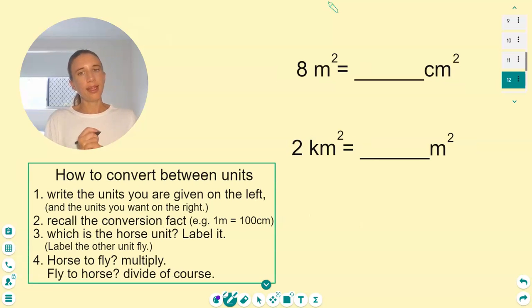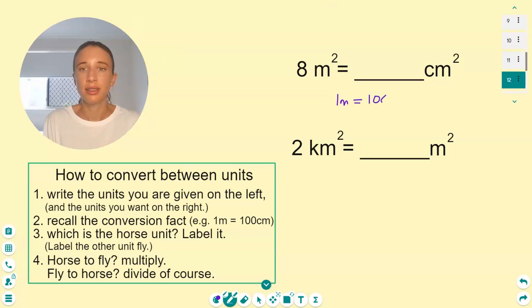Okay. This slide here. Now look, we've got meters squared and centimeters squared. And we don't even need to remember conversion facts for square meters and centimeters. We know the conversion fact from meters to centimeters, right? So write that straight down. And so now we are working out, okay, which is the whoa-sir unit? It is going to be meters, right? Or meters squared, right?